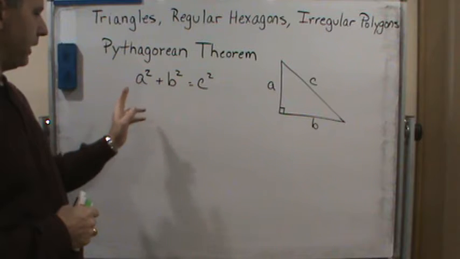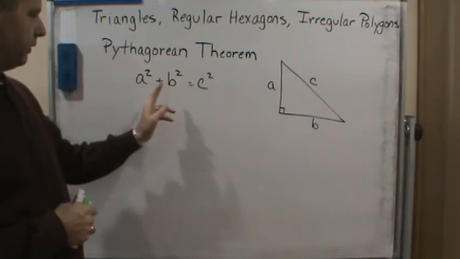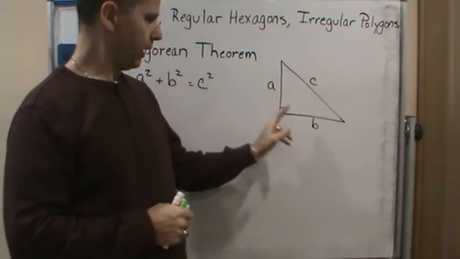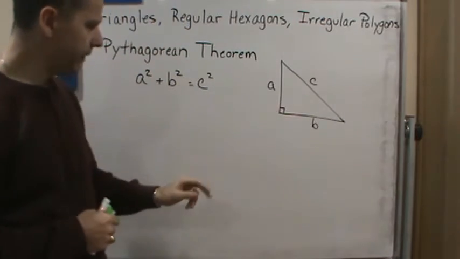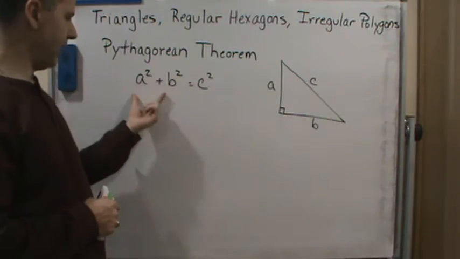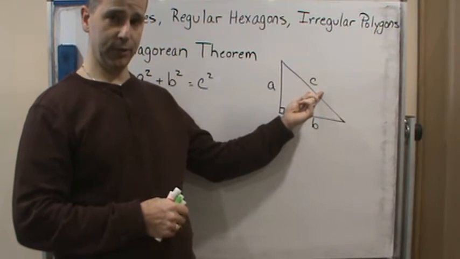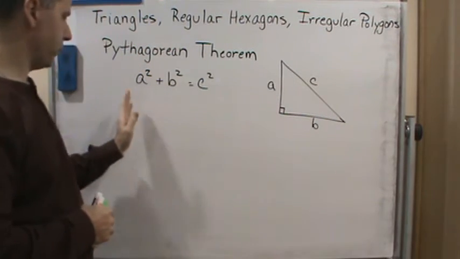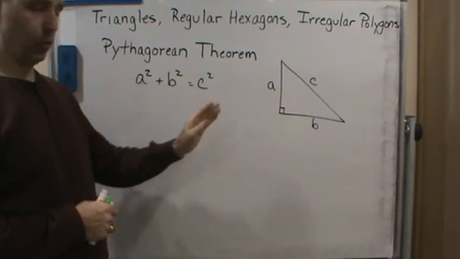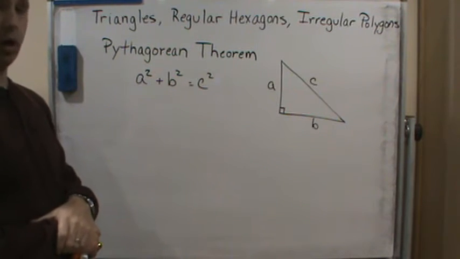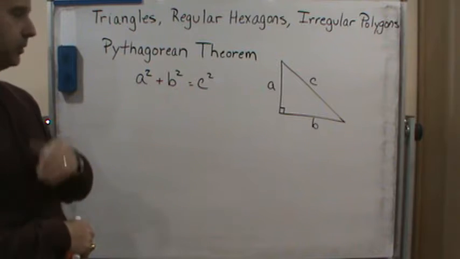Okay, and he found that if you take the square of the legs and then add those squares together, you're going to get the hypotenuse squared. And so he came up with this relationship that works for all right triangles.